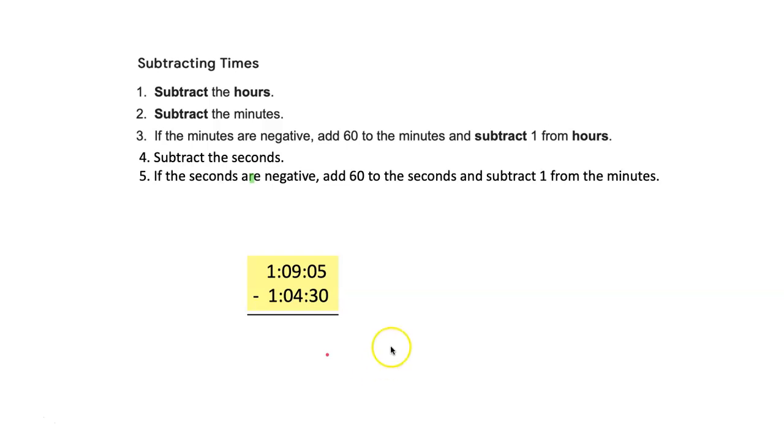So step 1 is subtract the hours, and remember we have hours, minutes, and seconds, each separated by a colon. So 1 minus 1 is 0. Done. Then it says subtract the minutes. 9 minus 4 is 5 minutes. Okay, so all is good. It says if the minutes are negative, well, they're not. So we can ignore this for now, but later we're going to have to look at this.